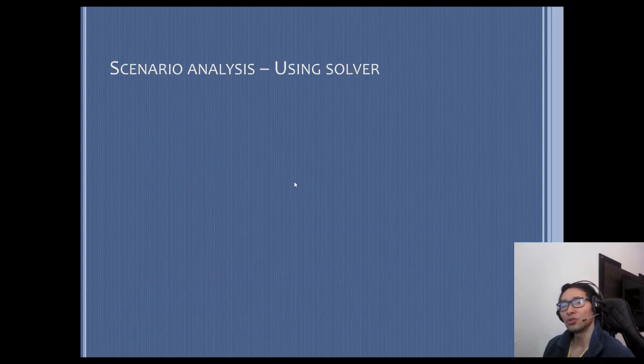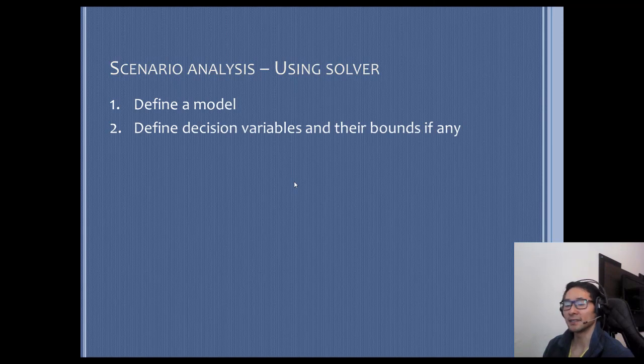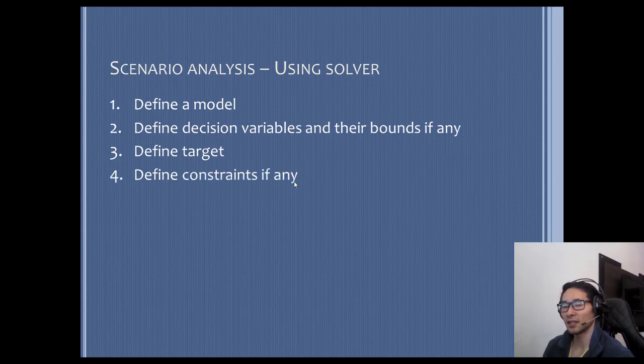And now, how to use solver in Excel. I will give you guys some general guidelines. They might differ based on the complexity of our problem, but basically this is what we have to do. First, define a model or define your equation. Define what is going to represent your set of observations. Second, define the decision variables of your model and bounds, if any. Third, define a target or what the optimization problem will try to solve. Fourth, define the optimization problem's constraints, if any.